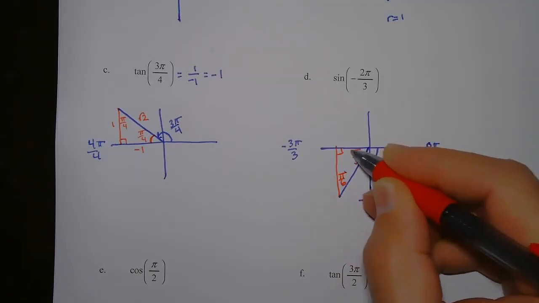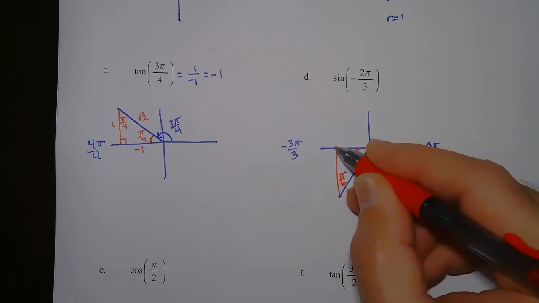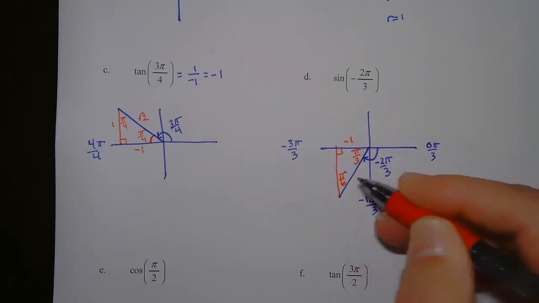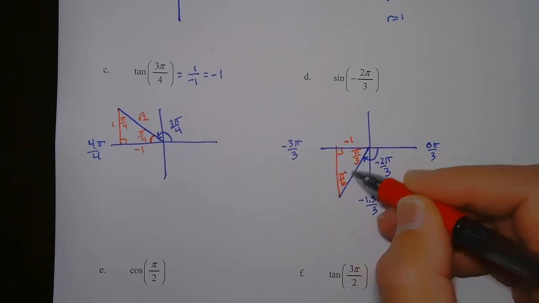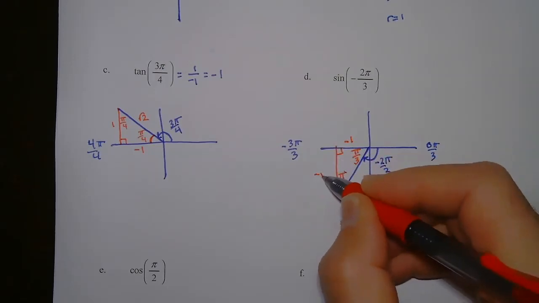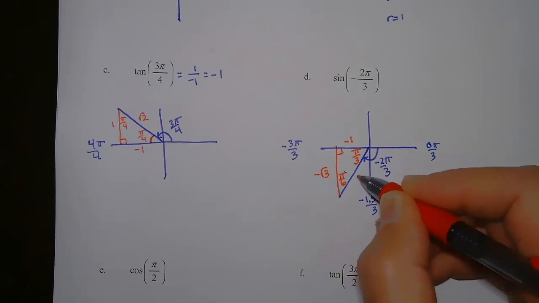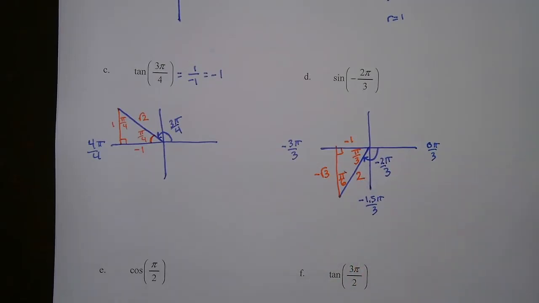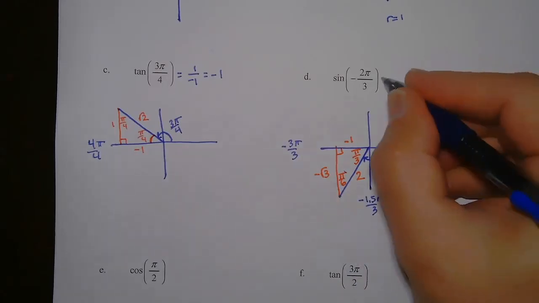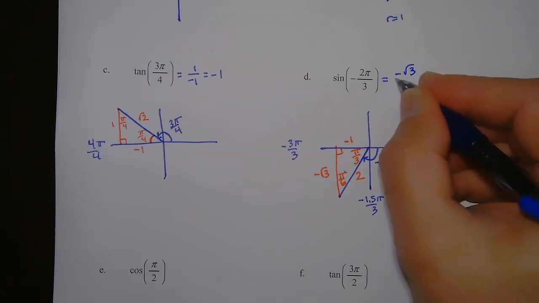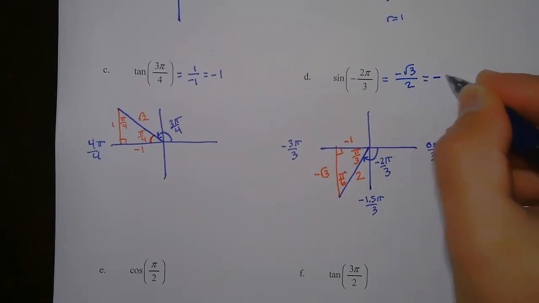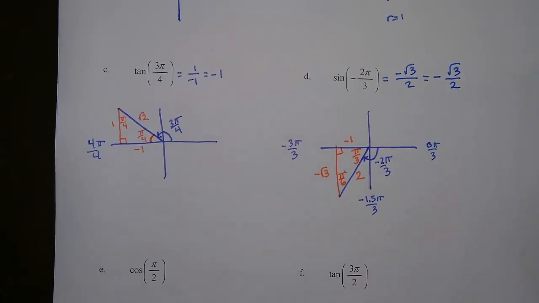I know opposite pi over 6 is 1, but because I'm moving left from the origin, this would be -1. Opposite pi over 3 is the square root of 3, but I'm moving down, so that would be negative square root of 3. And my hypotenuse or radius would be 2. So what is sine of this? Well, sine would be your y over your r, your opposite over your hypotenuse. Negative square root of 3 over 2. So this is equal to negative square root of 3 over 2, which could also be written with the negative in front of the fraction. If you write it either way, they're both right, okay?